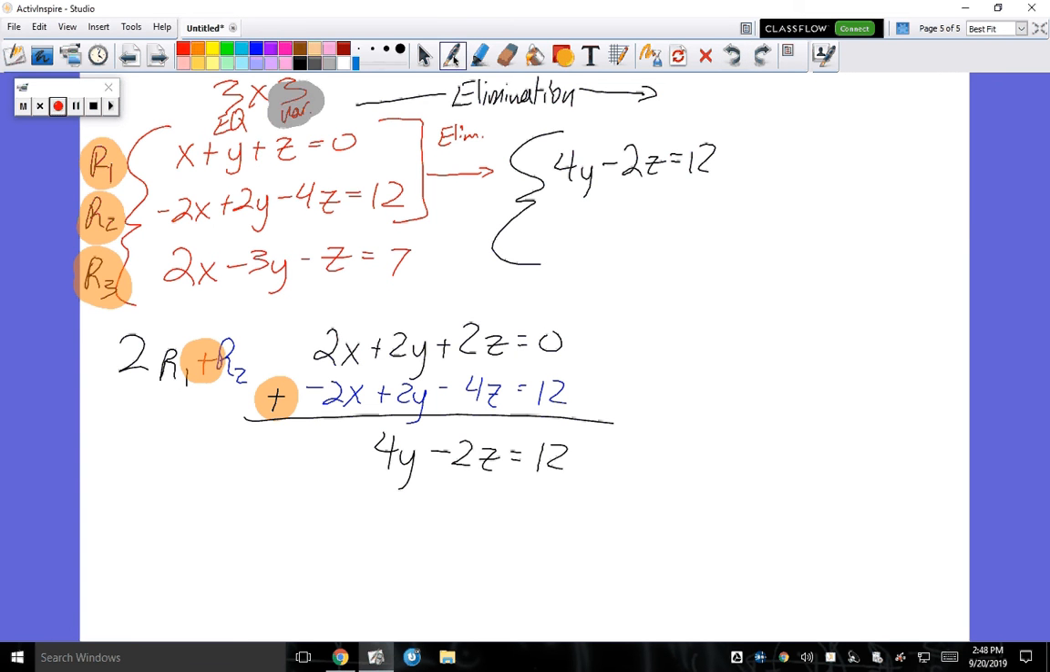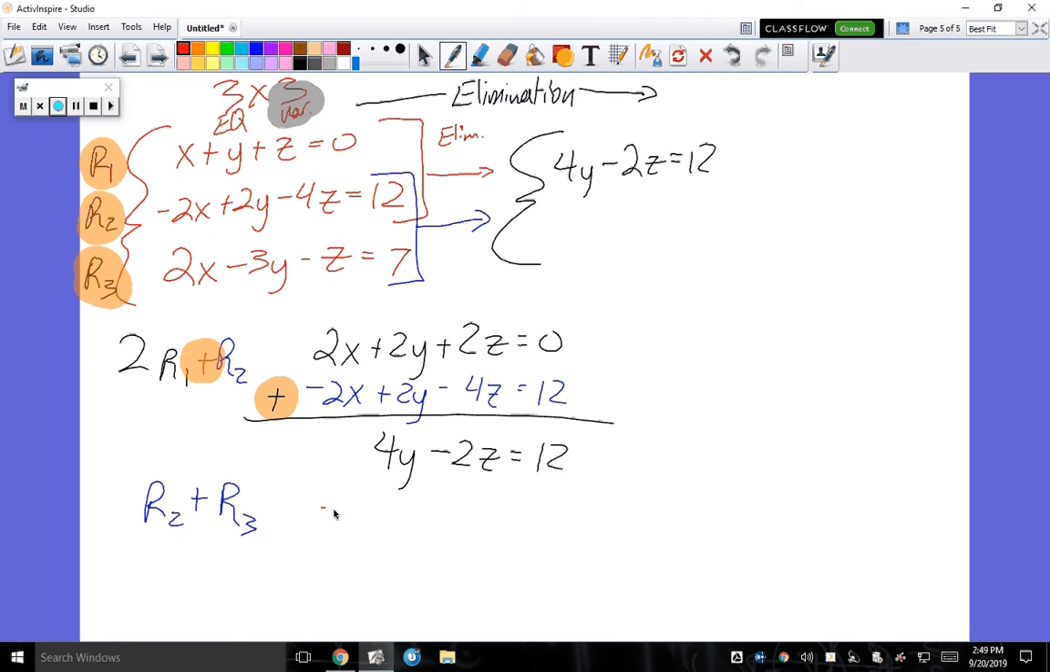Now, the second part is this. Grab the second and the third equation because we're going to build the other one. Okay? So guys, what could I do to row 2 and row 3? Nothing. I just add them up right now.